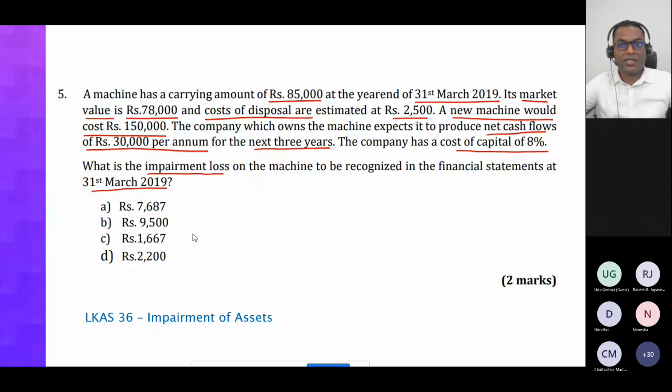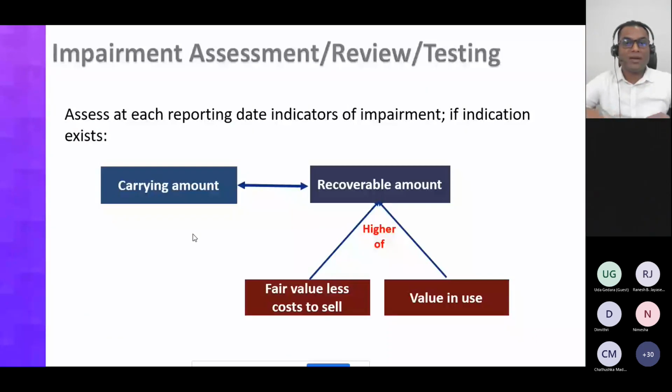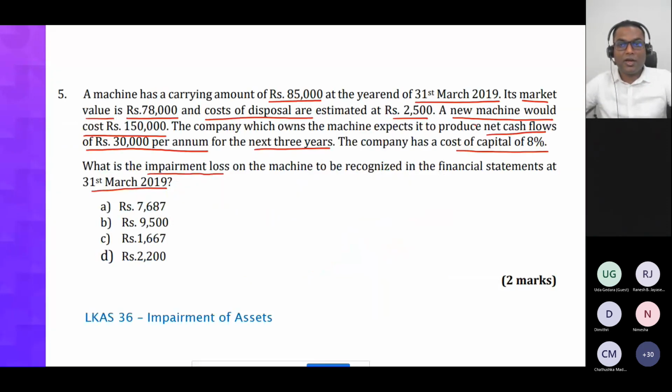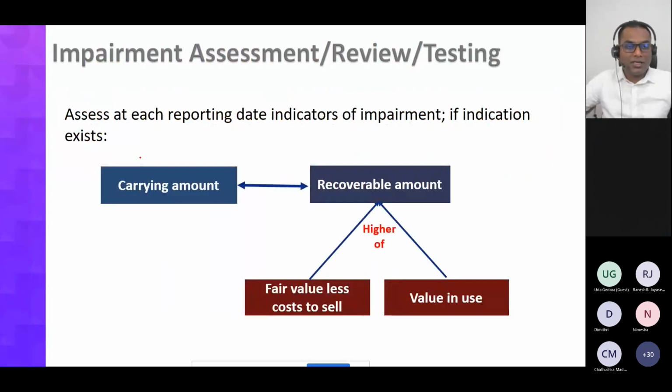Impairment testing is sometimes referred to as impairment assessment, sometimes as impairment review. It is the same thing. When you perform this impairment review, you should understand what you really compare. You need to compare the carrying amount with the recoverable amount. As per the question, you have been given the carrying value. The machine has a carrying amount of 85,000. Carrying value is 85,000 rupees, right? Then in impairment, what we compare is carrying value with the recoverable value.